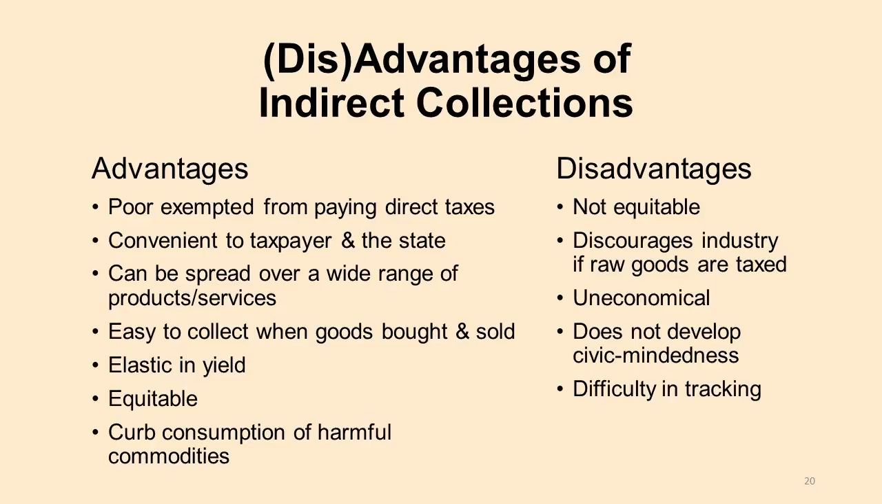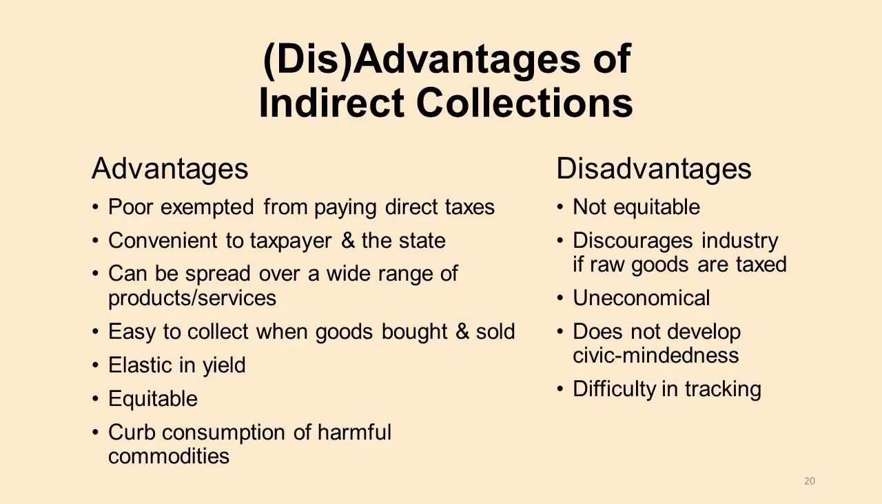Many people think indirect collections are equitable. That one can be very much argued. But again, if you don't have much money, you just don't buy, perhaps that's equitable. And we can use indirect collections to curb consumption. That is, if there's something we don't want you to use, we increase the tax on it. Whereas a direct collection of a general item doesn't really modify people's behavior.